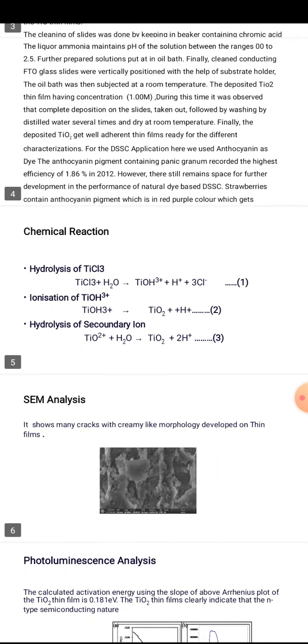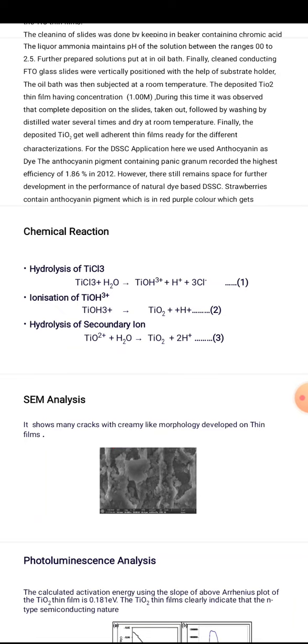The cleaning of the substrate was done by keeping it in a beaker containing chromic acid. The liquid ammonia maintained the pH of the solution in the range 0 to 2.5. The prepared solution was put in an oil bath. Finally, the clean conductive FTO glass substrates were vertically positioned with the help of a substrate holder. The oil bath was then kept at room temperature.